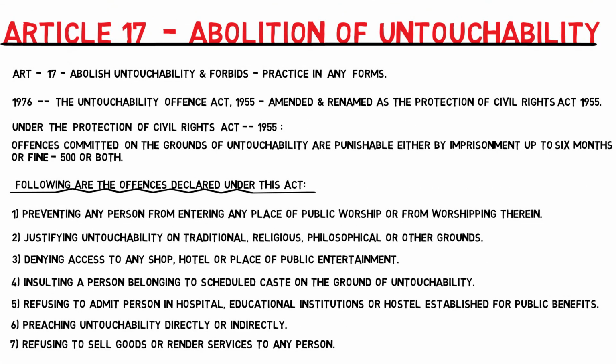So these are the 7 very important offenses which have been brought under the Protection of Civil Rights Act 1955, and therefore any person directly or indirectly practicing or promoting untouchability in society would be punished under the Protection of Civil Rights Act 1955.